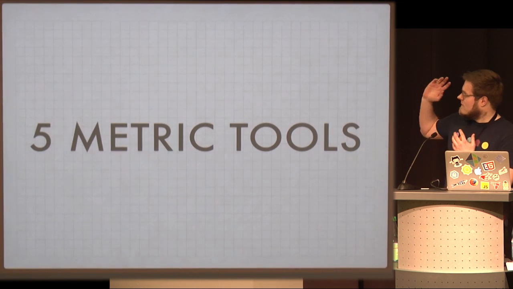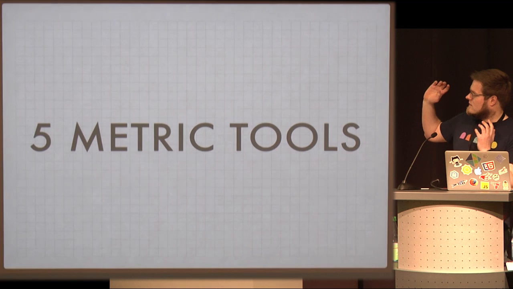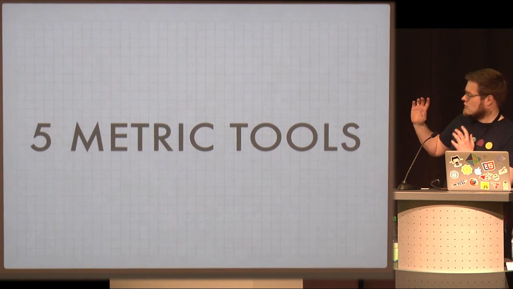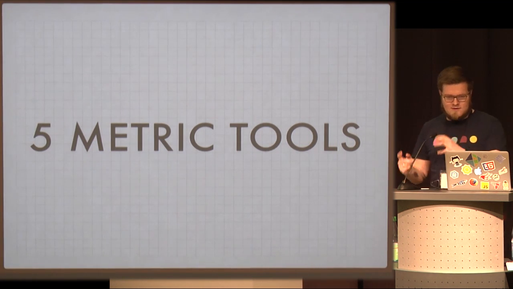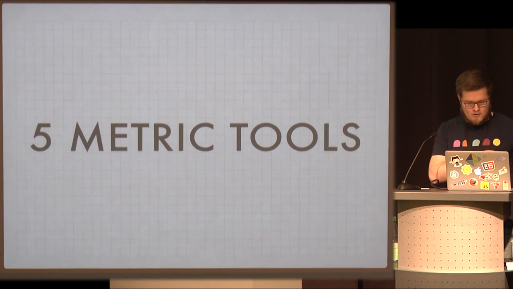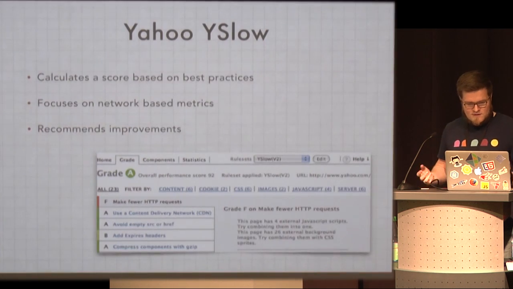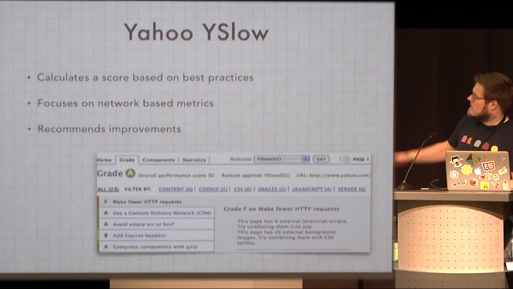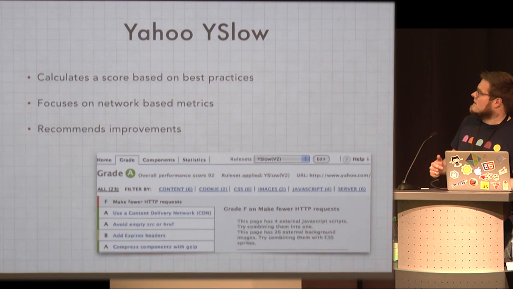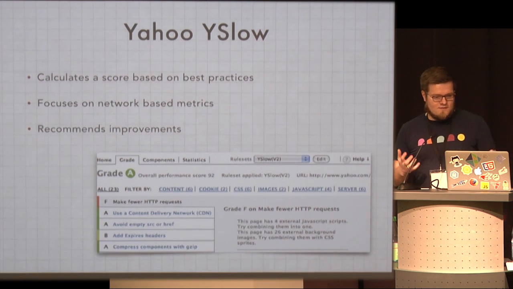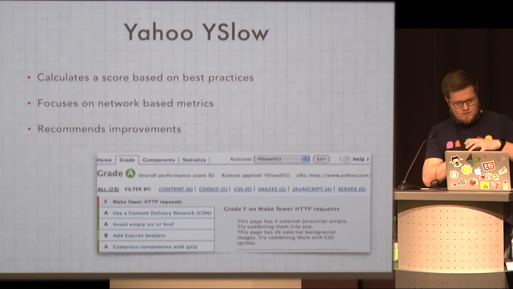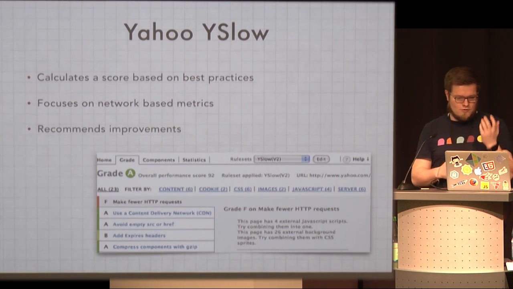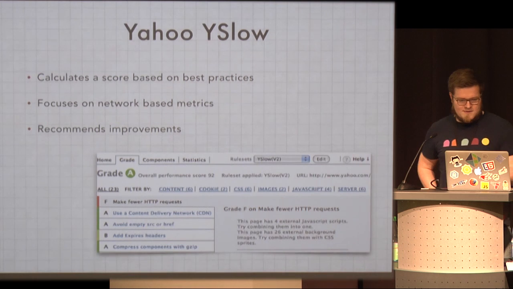So now I have a list of 5 metric tools which you can do structured measurements of the metrics we saw before with. The first one's pretty old. I think most of you have heard the name Yahoo YSlow. It's one of the first tools that took a holistic approach to scoring your website performance.